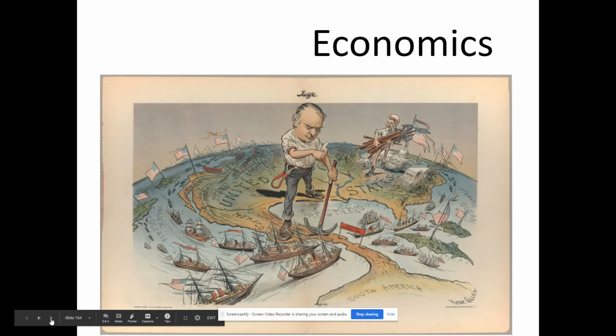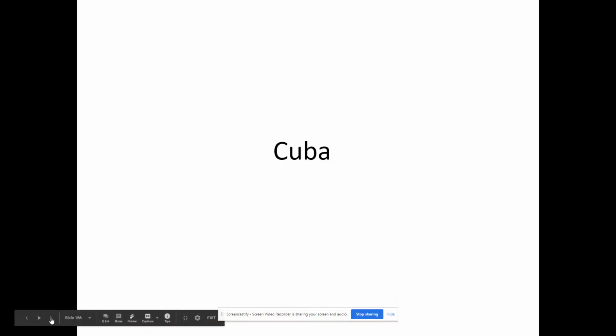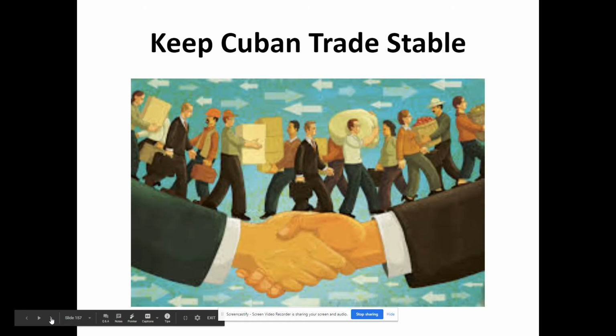Economically, we wanted our ships to be able to trade with Asia by cutting through and not having to go all the way around South America. That leads to money and wealth and power. Number four, why this war was appealing for imperialists.